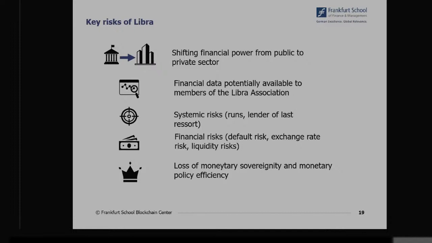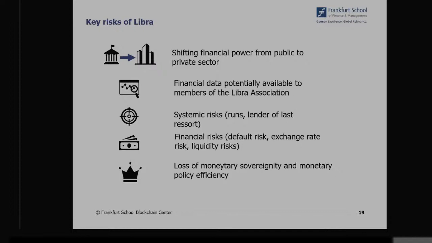The second risk factor is data privacy. And I think this is a topic which is very relevant and also, for Germans, of very high importance, because the financial data are available to the members of the Libra Association. This is just how a digital payment infrastructure works. If you think about your bank account, the bank has all your information about your transactions, when you transacted, and how much you transacted, because it has to say, well, this transaction is fine. So this is just very natural.